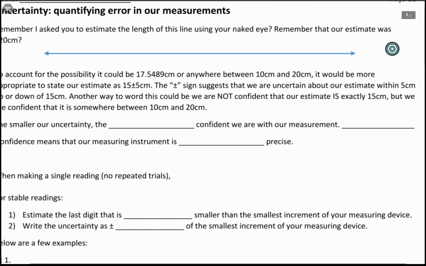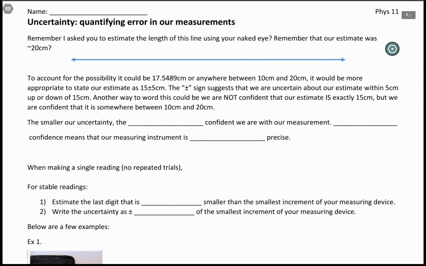Remember, in the previous lesson, we estimated the length of this line, and most of us got between 10 centimeters and 20 centimeters. However, in order to account for all the values that we estimated in between, it is more appropriate to write our value in terms of a range. So when we want to write it as a range, we include this little sign, the plus minus sign, suggesting that we are uncertain about the actual value. In other words, we're writing our value with an uncertainty.